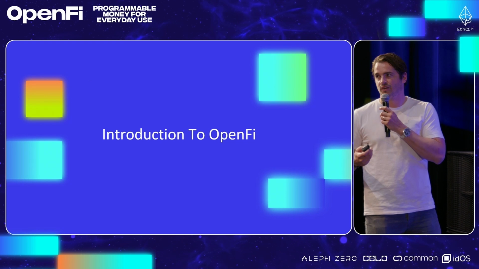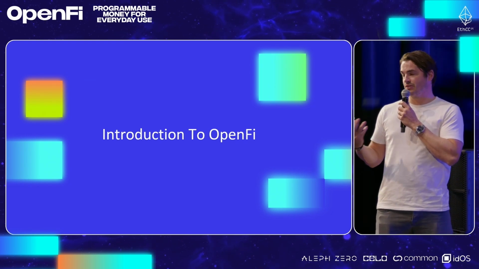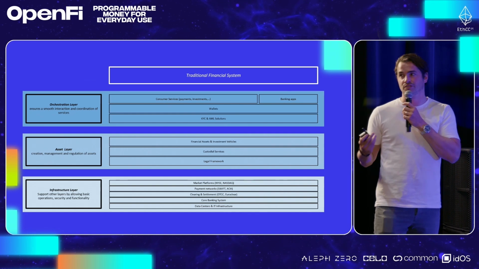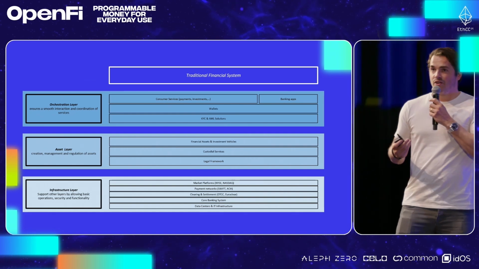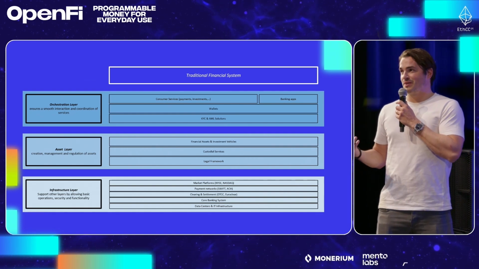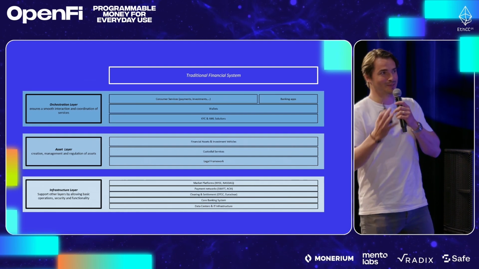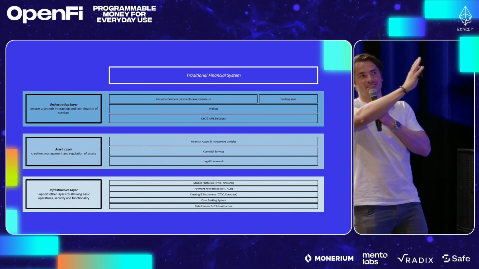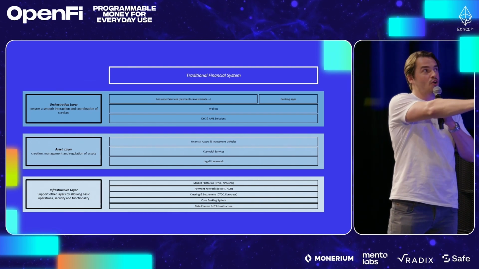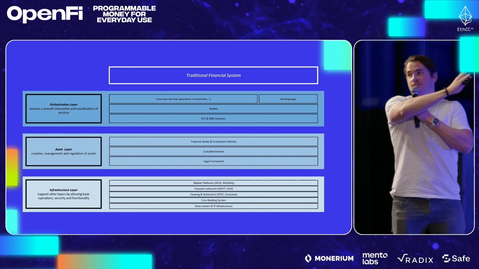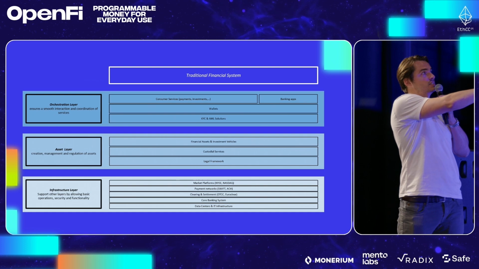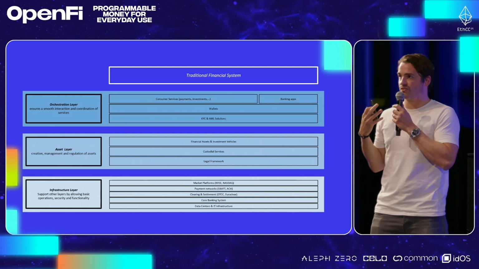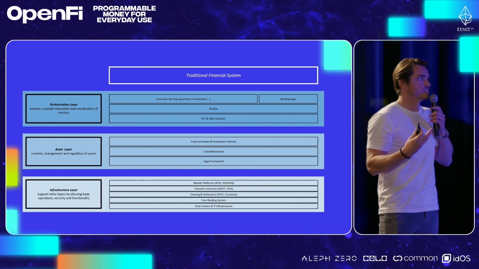To get an understanding of how OpenFi is currently looking, we need to take a look at the existing landscape of the traditional financial system. For the people without a TradFi background, don't stress. We're not going to spend too much time on the right-hand side. It might look very daunting, but this is the existing financial infrastructure. What I want to emphasize is the left side of this presentation slide. And it's the idea where the traditional financial system consists of 3 different layers.